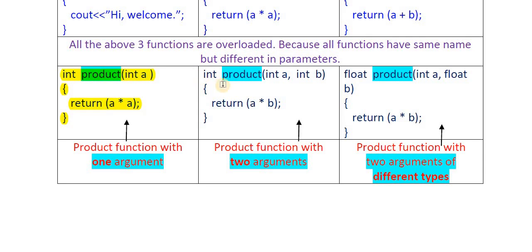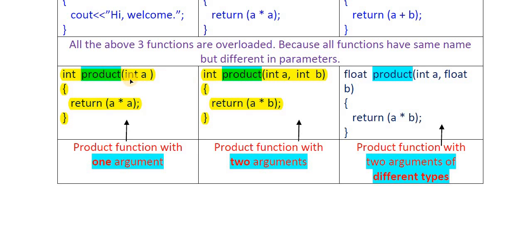Okay, so in the second example, integer product, integer a, integer b. In this second example also the function name is the same, product. The first example also has the same function name, product. So both examples have the same function, product, but their parameters are different.